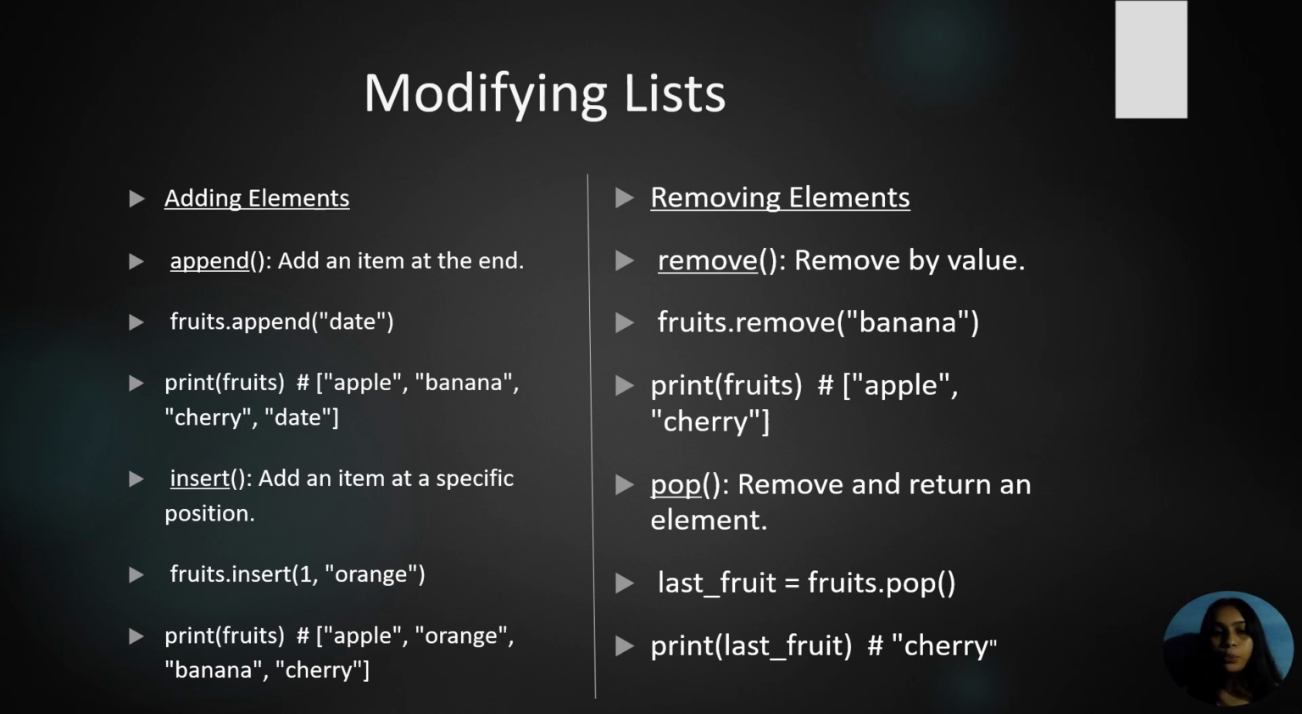You can see here the output is apple, banana, cherry and date. So you can observe here in the output the element which we have given in the append function has been added.